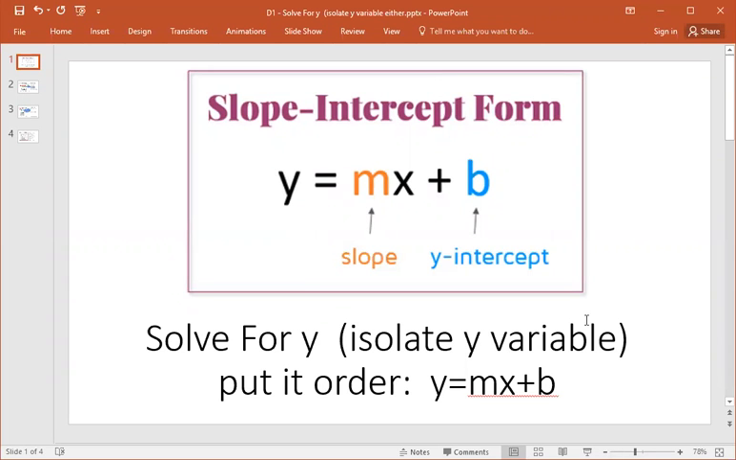Hi everyone, today we are going to discuss slope-intercept form. In other words, y equals mx plus b. Sometimes you've heard us say this is solve for y, and we are. We are isolating the y variable on the left side, and then we are putting it in order with the x variable and b, the y-intercept. So you have our slope next to the x and the y-intercept on the back end.